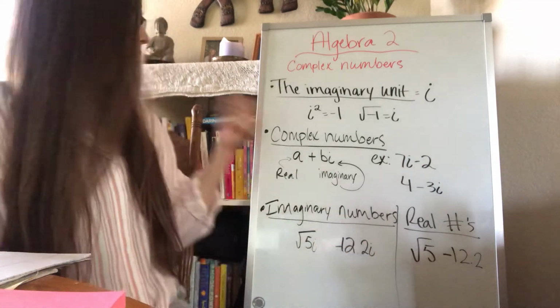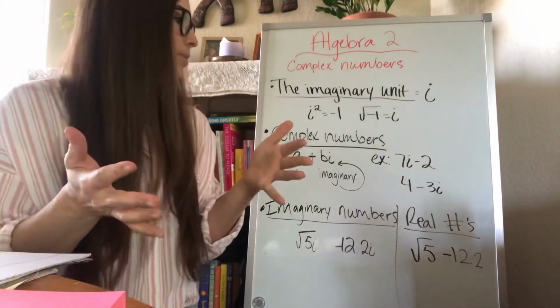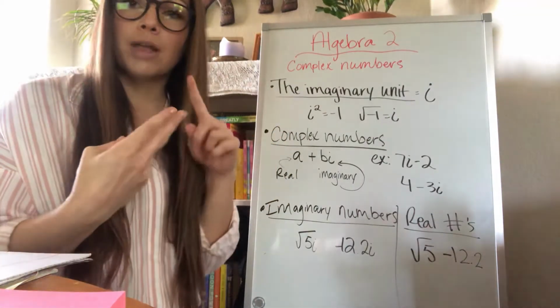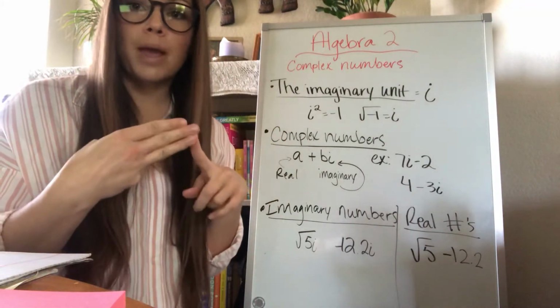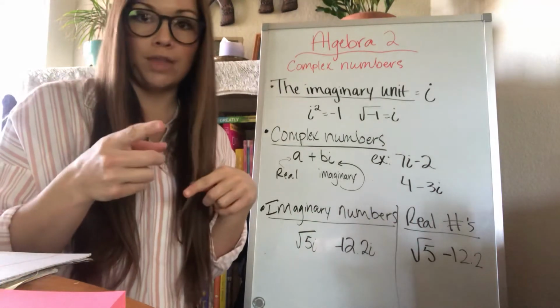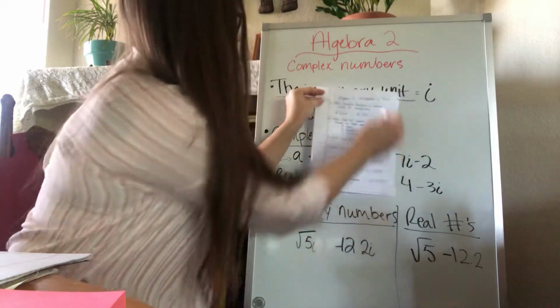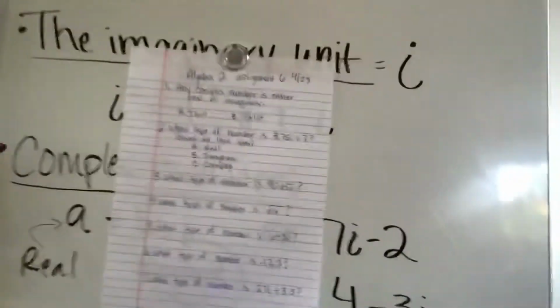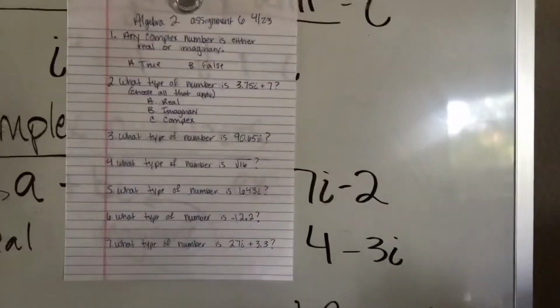Okay, so your assignment today is going to be classifying the numbers as either complex, real, or imaginary, and sometimes multiple of those, okay? This one's a little bit longer. Grab a piece of paper and a pencil so you can write this down. Pause the video here and write it down.